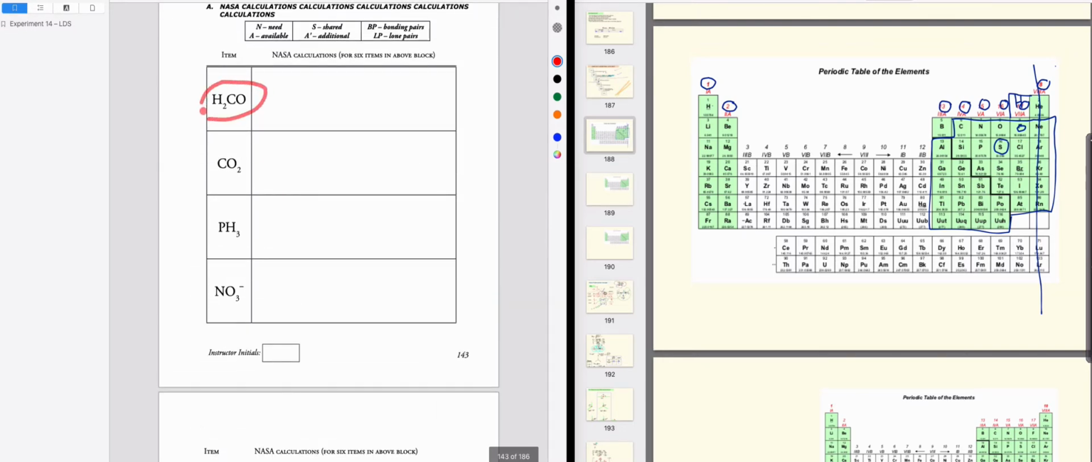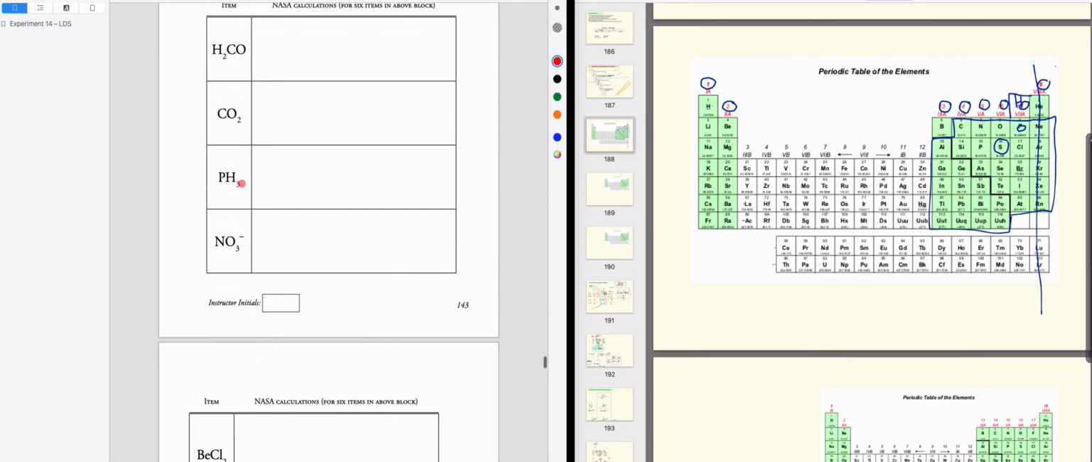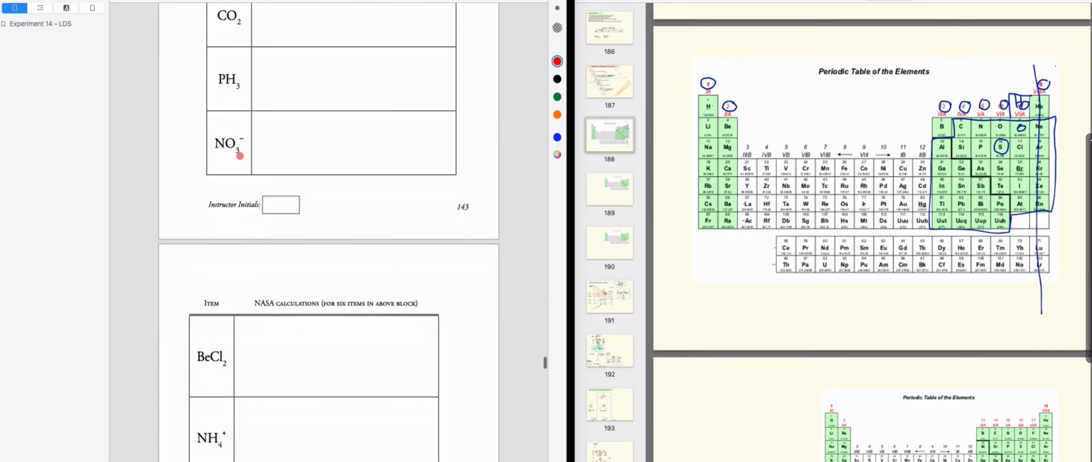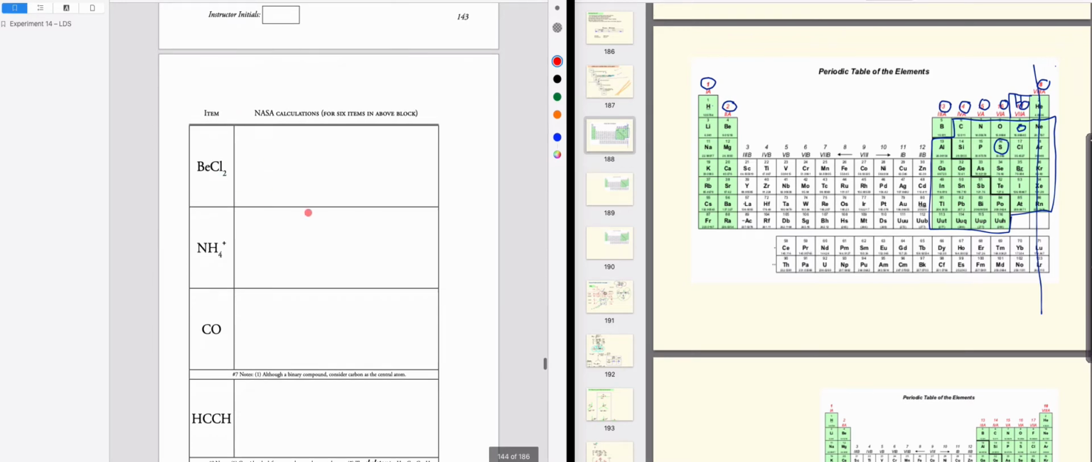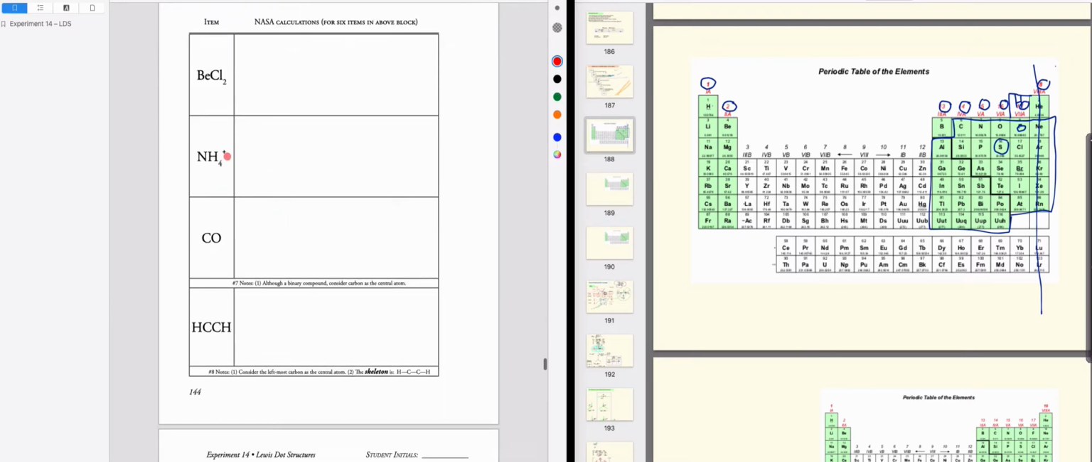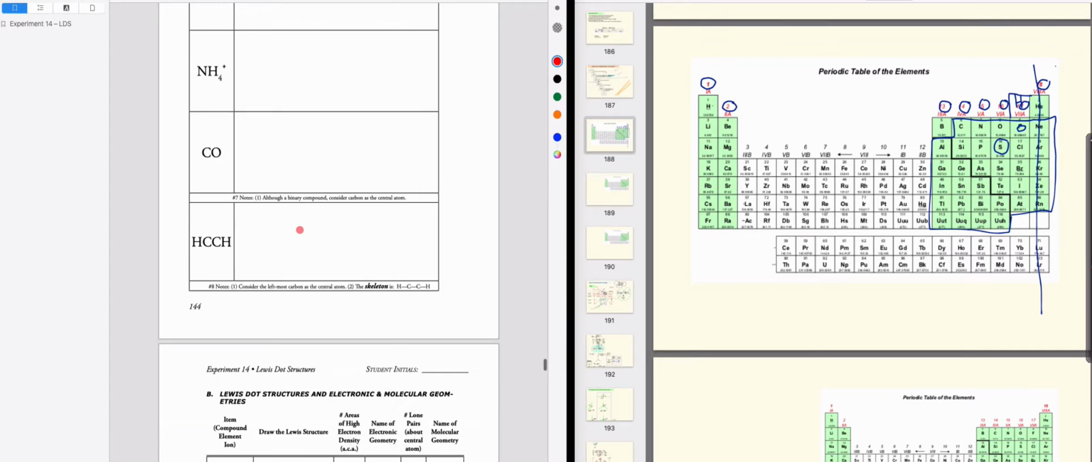Starting with this, which is known as formaldehyde, carbon dioxide, okay, phosphorus trihydride, nitrate, beryllium dichloride, ammonium. Oh, there's a charge. You're going to correct for that. So you see carbon monoxide. Notice I have a note down there, so let me talk you through that.